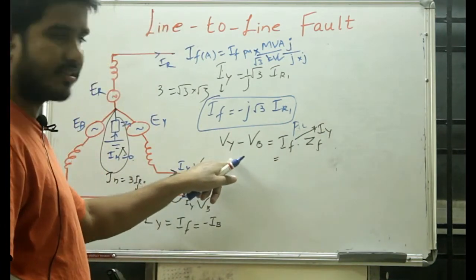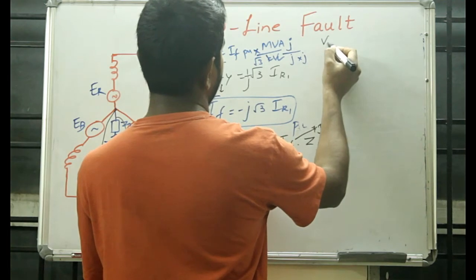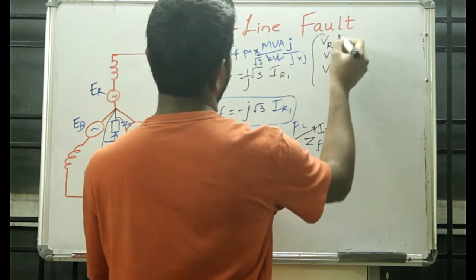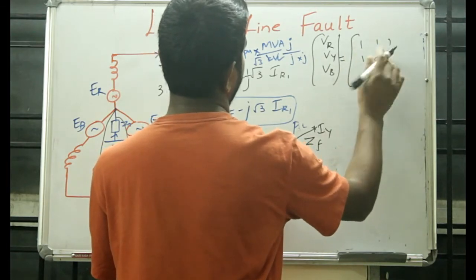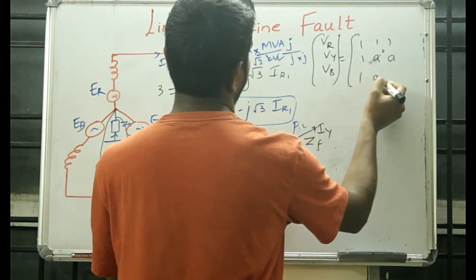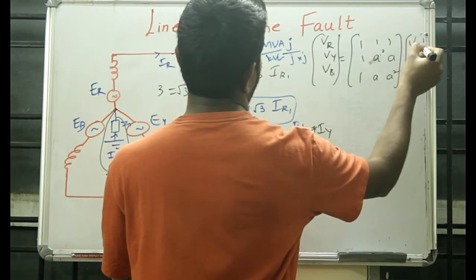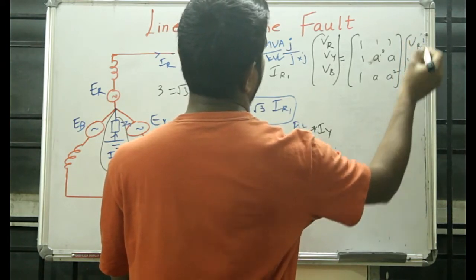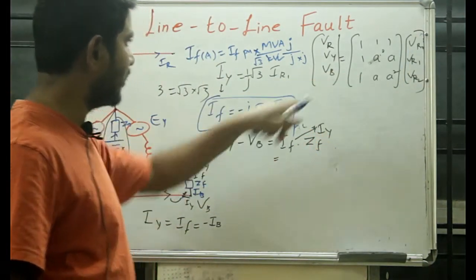From the matrices we know how you can write this. Let me say this is Vr, Vy, Vb. This will be equal to the matrix 1 1 1, 1 a square a, 1 a a square, into V R0, V R1, V R2. Okay, this is a matrix. Now we can find Vy and Vb from there.